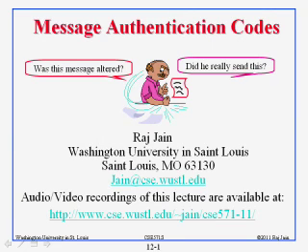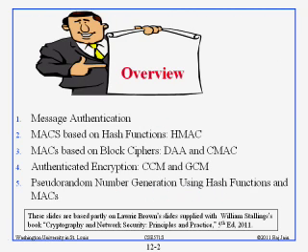So we finished hashes, and now we are into the next step, which is how to use those hashes for message authentication. And in this part, we will talk about the common methods. First of all, what is message authentication, and then three methods: HMAC, CMAC, and GCM. Actually, those are the three. And then we finish with pseudo-random number generation using hash functions and MACs.